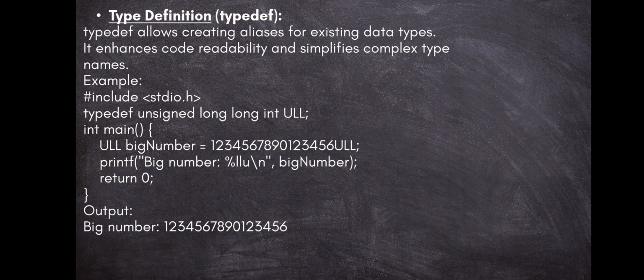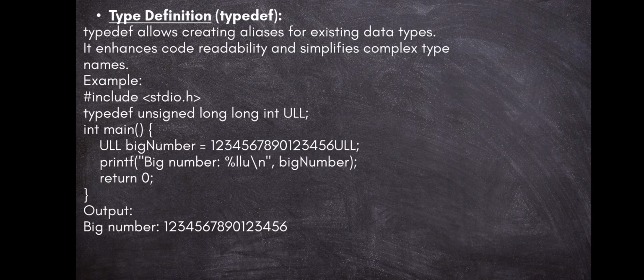Typedef allows creating aliases for existing data types. It enhances code readability and simplifies complex type names. Well, in the example program, we can see we have assigned typedef with unsigned long integer, and we associated the ULL unsigned long with a variable called big number, where we assigned it a very big number.